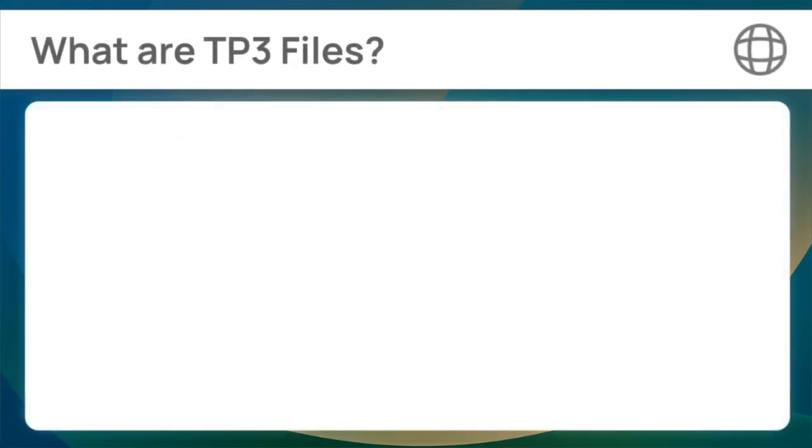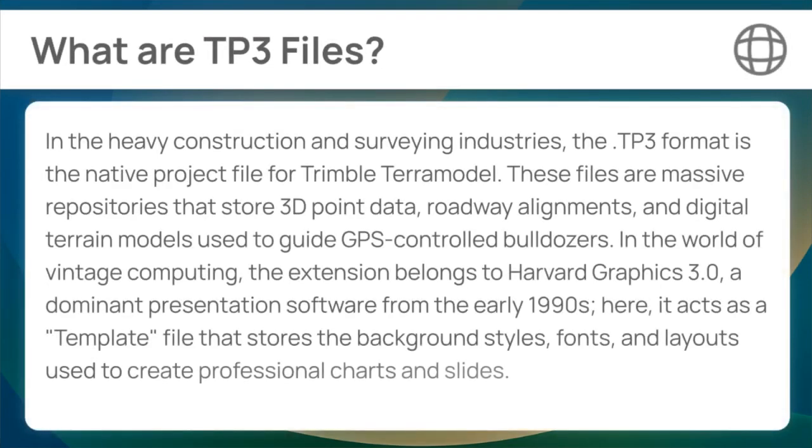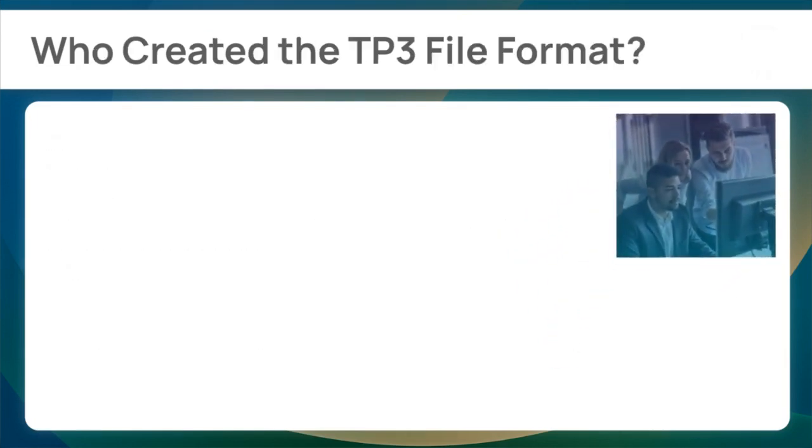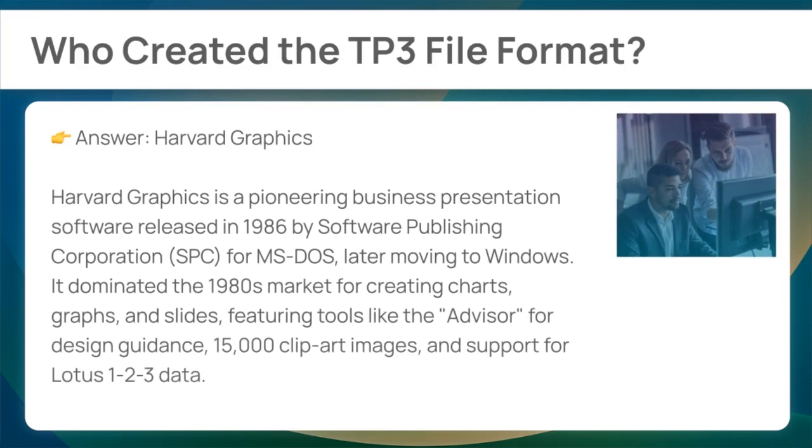In the heavy construction and surveying industries, the TP3 format is the native project file for Trimble model. These files are massive repositories that store 3D point data, roadway alignments, and digital terrain models used to guide GPS-controlled bulldozers. In the world of vintage computing, the extension belongs to Harvard Graphics 3.0, a dominant presentation software from the early 1990s. Here, it acts as a template file that stores the background styles, fonts, and layouts used to create professional charts and slides.